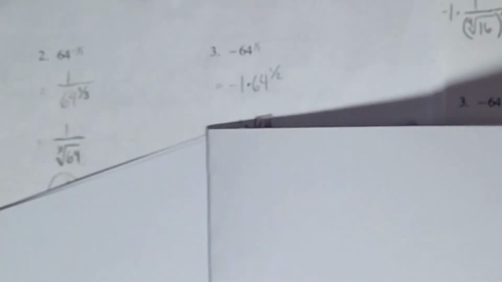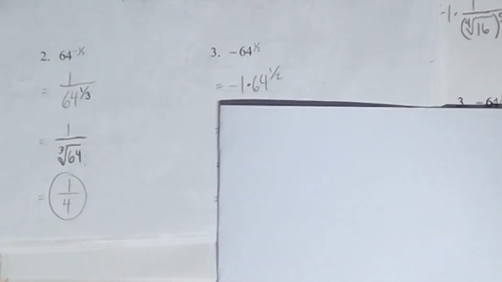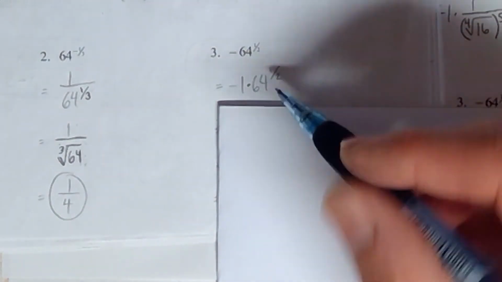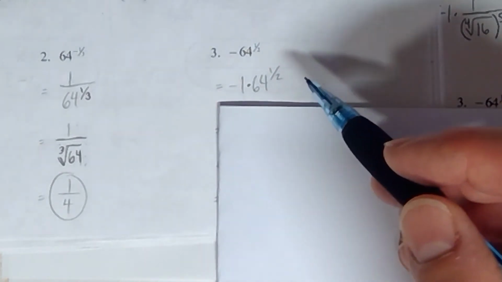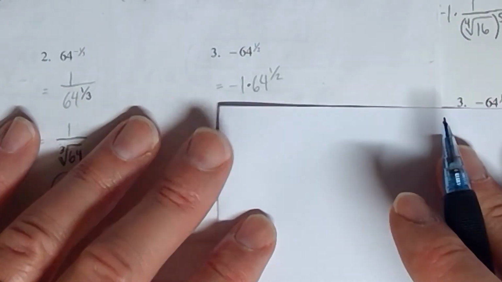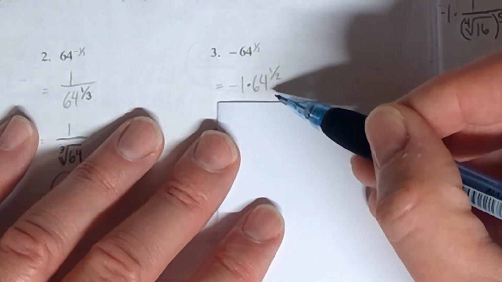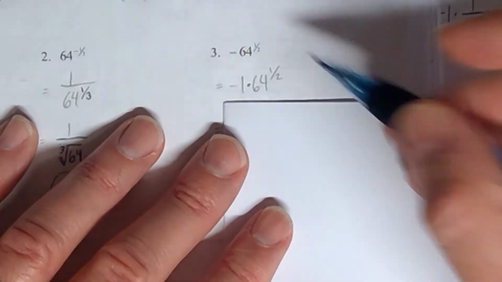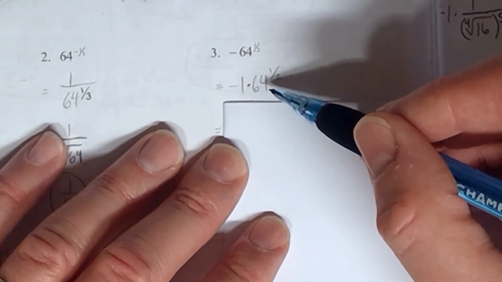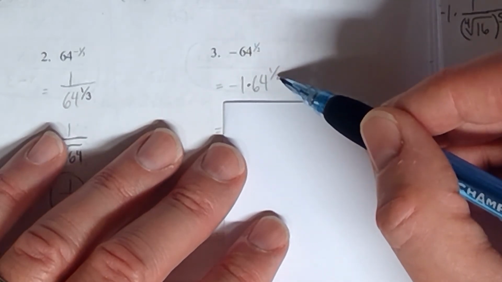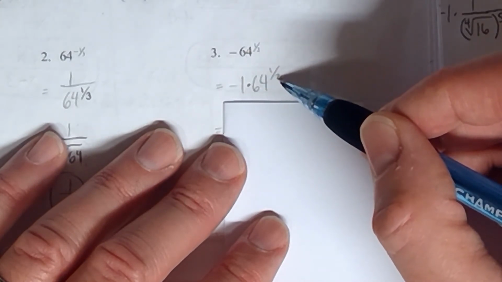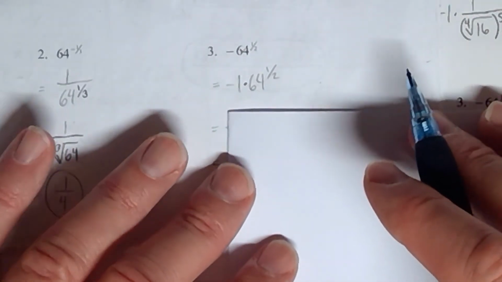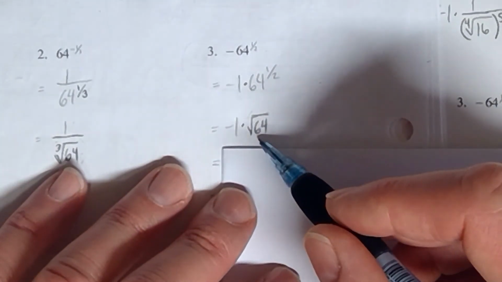Number 3. If you've got a negative followed by the constant and the exponent with no parentheses, as we talked about, we write it like this: -1 times the constant with the exponent still there. That separates the -1 from what's going to be the radical notation here. Because of how this is written, the 1/2 tells us that only 64 is taken to the 1/2, not -64. And so that means that the 64 goes into the radical, not -64.